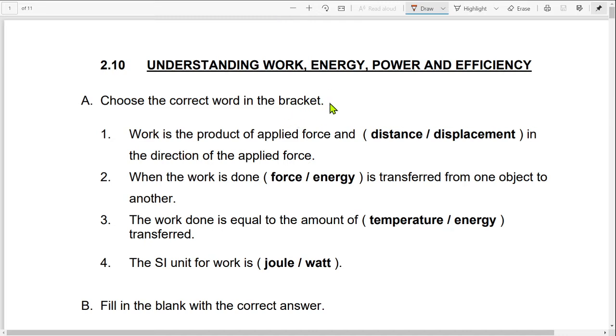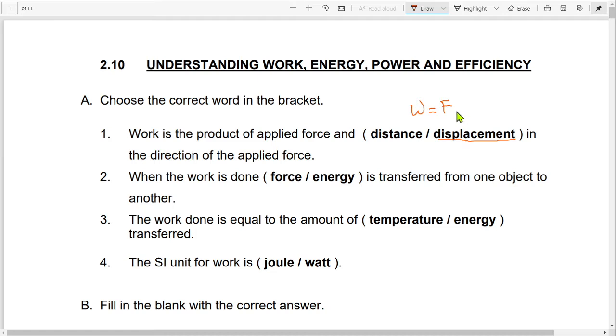Choose the correct word in the bracket. So what is work? Work is the product of applied force and displacement. So dalam formula we can write it as W for work equal to force multiplied by displacement. Remember that the force and displacement, they must be parallel, in the same direction. When the work is done, we can also say that energy is transferred.